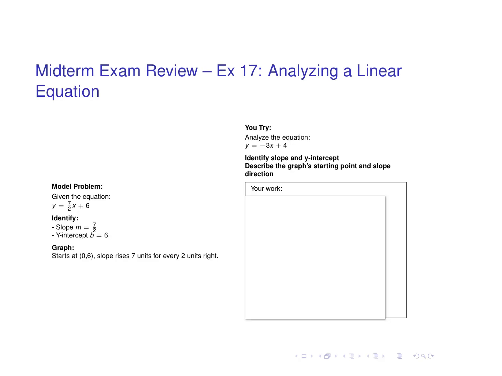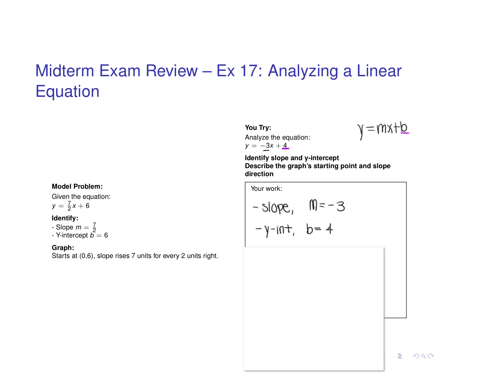Here we need to analyze the equation, identify the slope and y-intercept, and then describe the graph's starting point and slope direction. So this is a linear function given to us in the form y equals mx plus b. m is the number in front of x, so our slope is -3. And b, our y-intercept, is the constant, so b equals 4. So then this tells me that the graph starts at (0, 4).